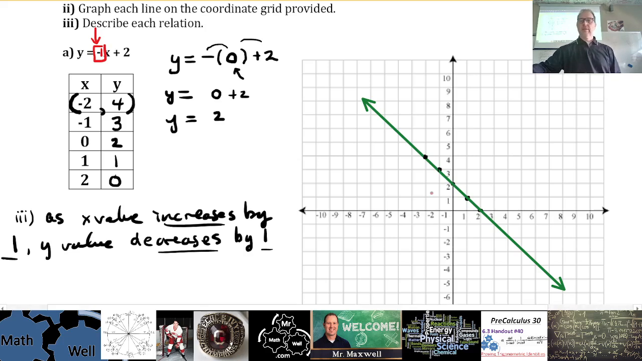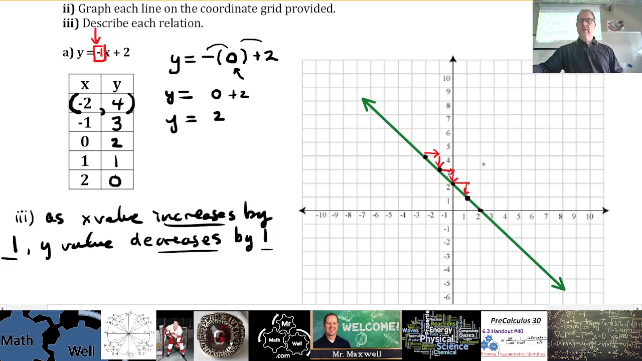And we can look over here and see that for every point that we give, as the x value increases, that means we go to the right 1 unit. We have to go down 1 unit to place the next point. Okay? So that happens every time, and that's a great description of what's happening.